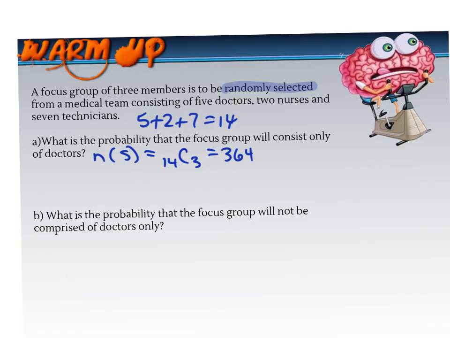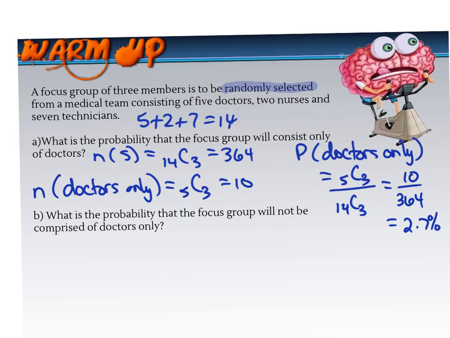So 364 ways. Don't be confused with, oh wait, but I only had 14 people to choose from. Right, but we're only choosing 3 of them, so we have to choose 3 from 14. And what's the total number of ways we can do that without restrictions? Now, the question here is, what's the probability of it consisting only of doctors? Well, now we have to look at how many ways I can choose 3 from 5 doctors. If I have 5 doctors and I choose 3, I have 10 different ways that I can do that. So now the probability of it being doctors only is 5 choose 3 over 14 choose 3.